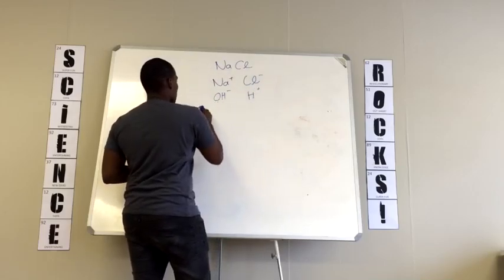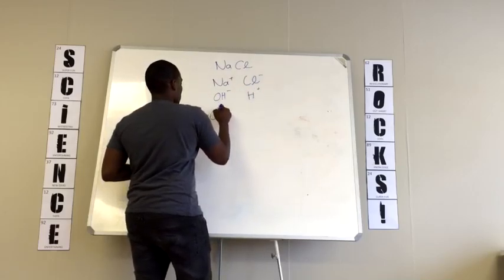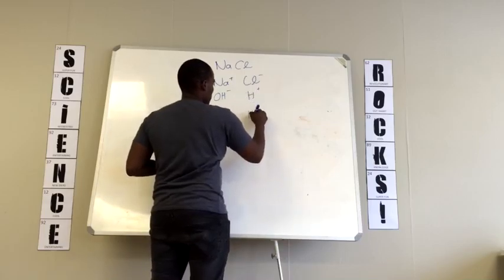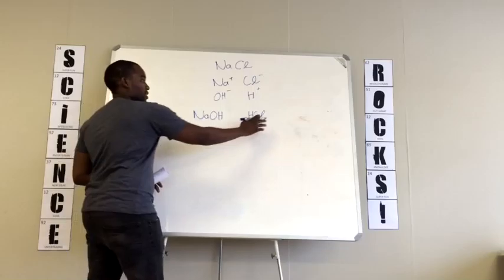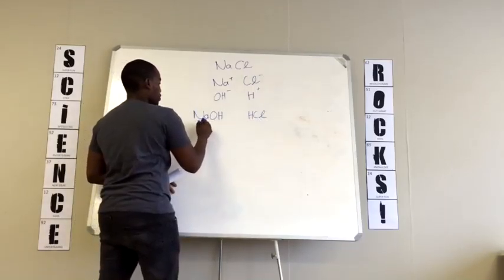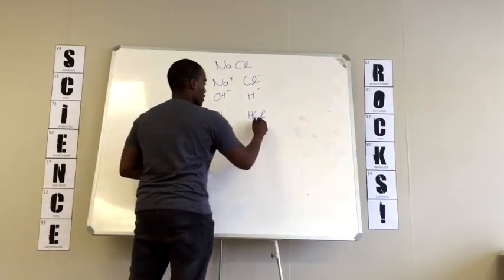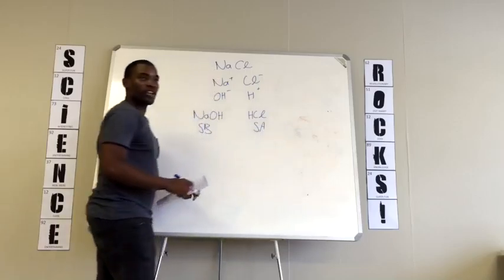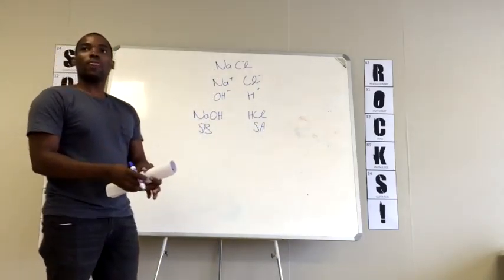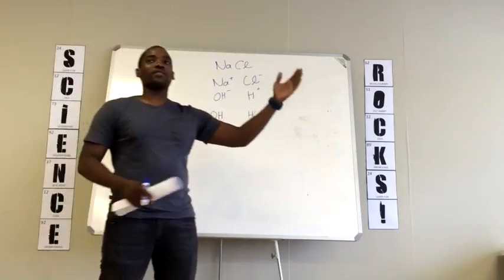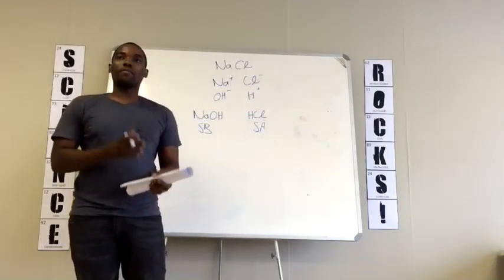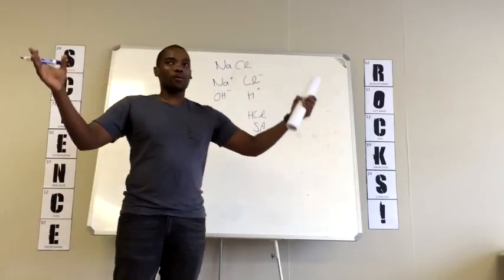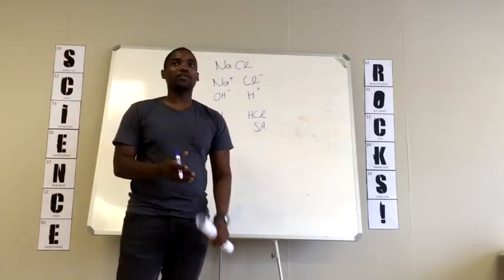That gives me NaOH and HCl. Sodium hydroxide, hydrochloric acid, that's a strong base. This is a strong acid, which will give me a very neutral solution. So if you've got a strong acid, weak base, that's an acidic solution. Strong base, weak acid, that's a basic solution. If they're both strong, then it's neutral. If they're both weak, then it's neutral.